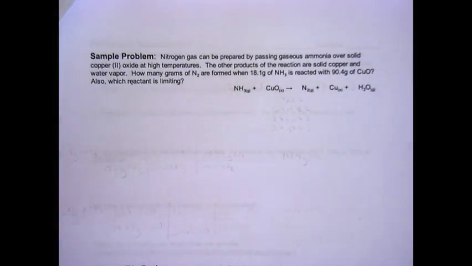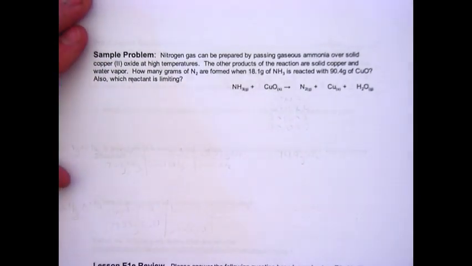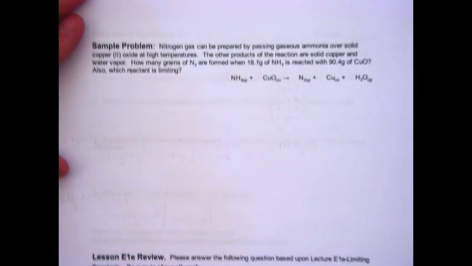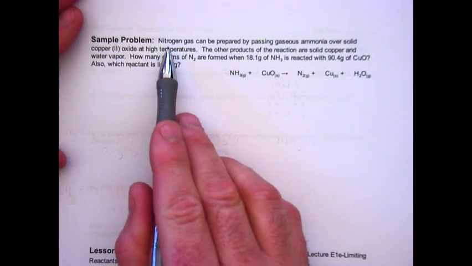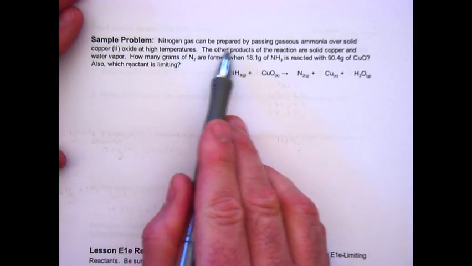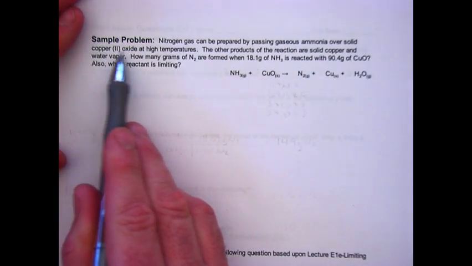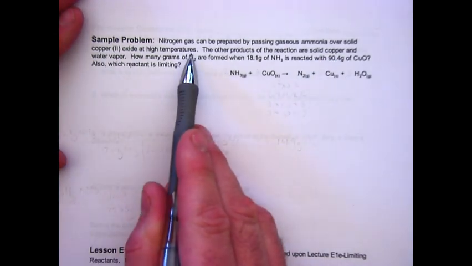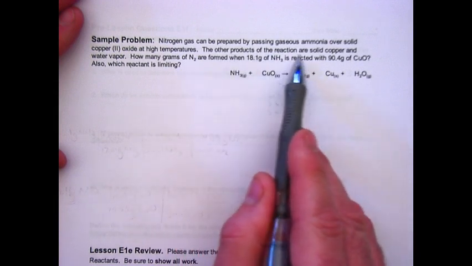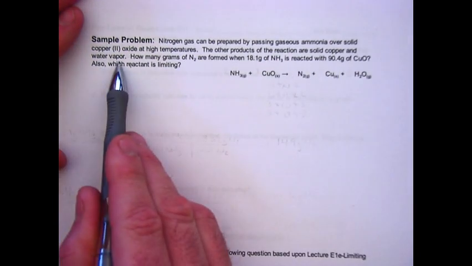So this sample video is to show how to do a limiting reactant problem. Now, in this question, it describes the chemical reaction. Nitrogen gas can be prepared by passing gaseous ammonia over solid copper 2 oxide at high temperatures. The other products of the reaction are solid copper and water vapor.